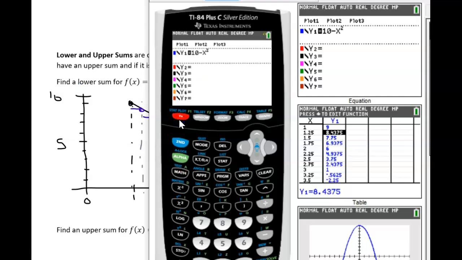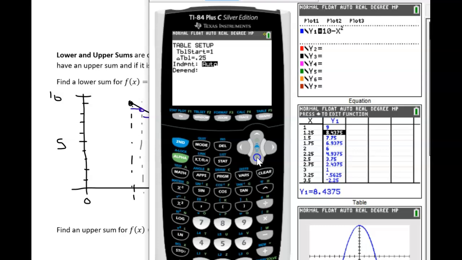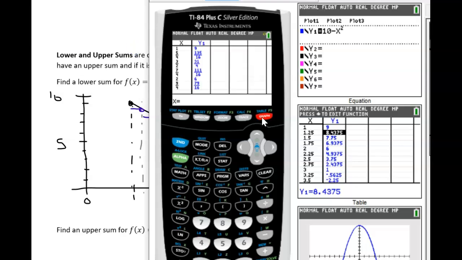Okay, so I'd rather fraction it, but it won't let me. Maybe if I do table settings, delta table, and switch it to 1/4. Let's try that. Sometimes you can trigger the calculator to evaluate in fractions. Beautiful. Well, that's not easier to write.